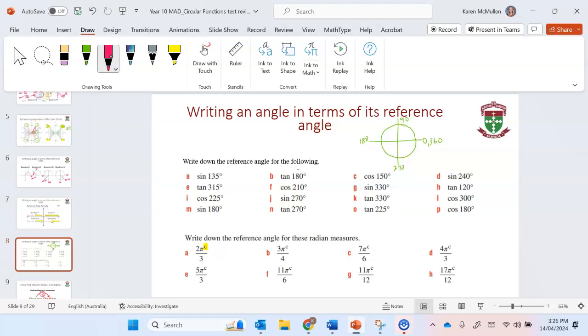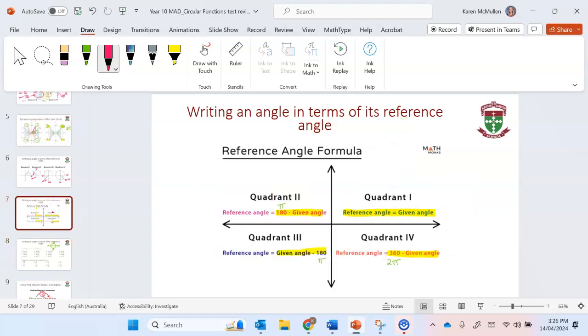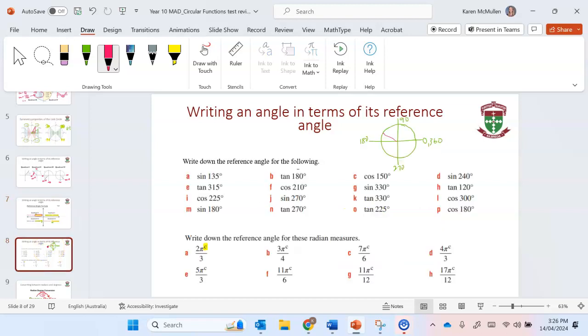So 135 is in the second quadrant. If we go back to this, we're going to use this formula, 180 minus our given angle. So 180 minus 135 is going to give us that reference angle. Tan 180, you can do exactly the same thing, just 180 minus 180, which is going to be 0. So that would give you that reference angle there. Cos 150 also in that second quadrant.